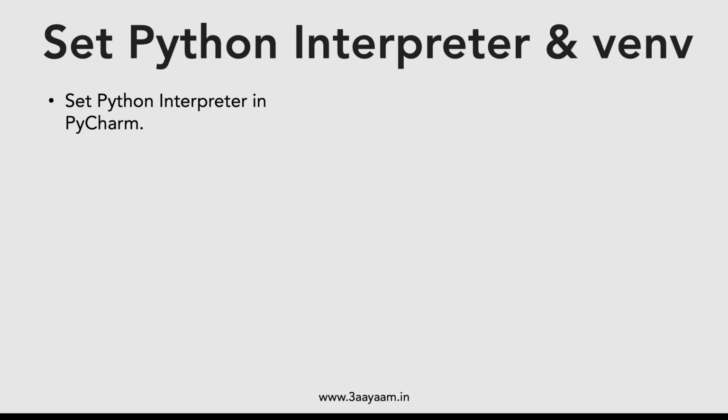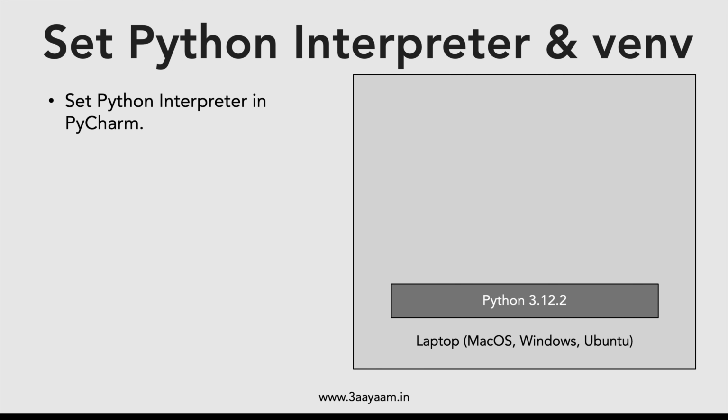So what I'm going to do is that I'll set Python interpreter in PyCharm. So what is Python interpreter? See, what we have done is that we have installed Python in our laptop. It can be Mac OS, Windows, Ubuntu, etc. And I installed Python 3.12.2. Your Python version might be different, that is fine. Essentially, we have installed Python in our laptop.